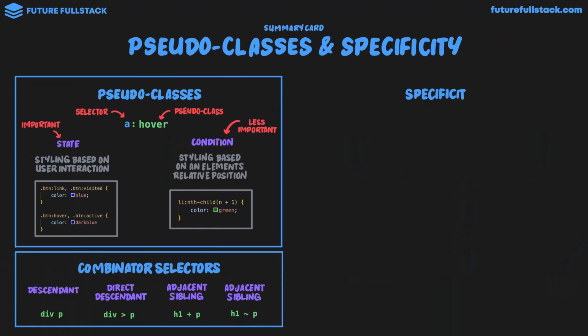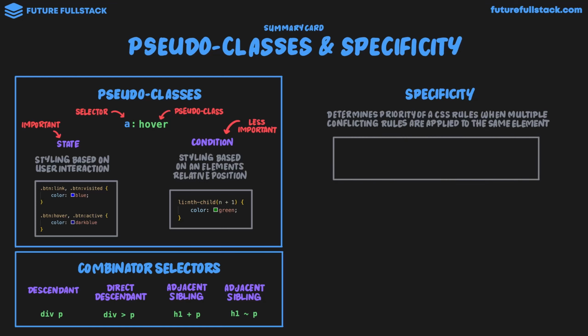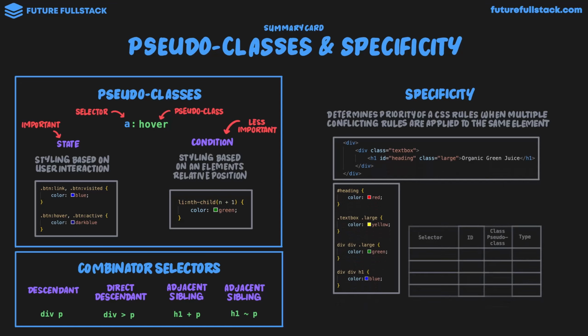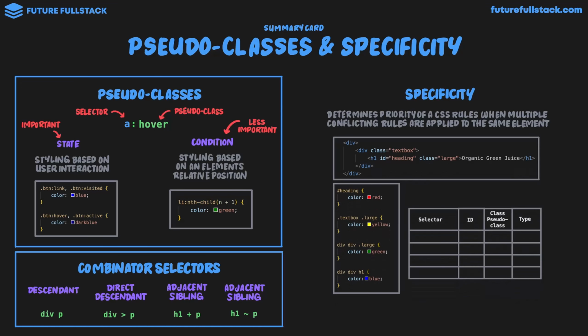We looked at specificity. We saw that specificity determines priority of a CSS rule when multiple conflicting rules are applied to the same element. We looked at an example of HTML like this, where we were targeting the H1 in 4 different ways. We saw that we could calculate the specificity of each selector, where ID, class and pseudo-class, and type selectors had a lower priority from left to right.